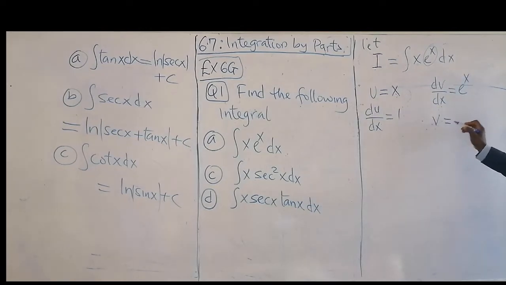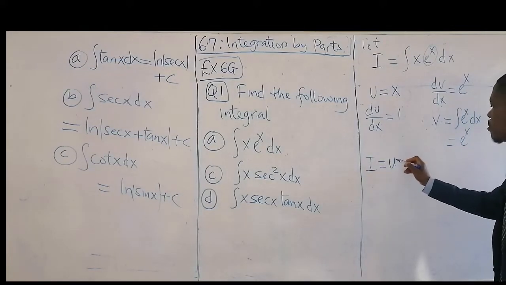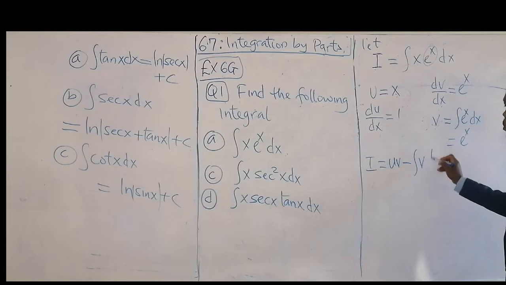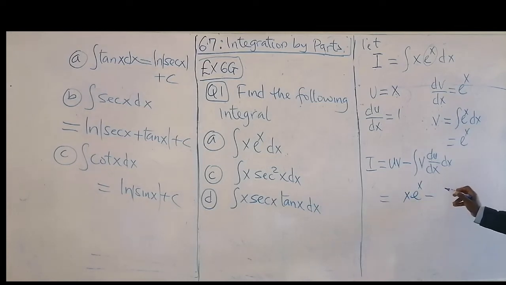So v is equal to the integral of this, which is the same thing as the question. So apply your formula. Your integral will now become uv minus the integral of v du dx times dx. So my u is this, and my v is this, then minus the integral of v, which is the exponential to power x, then du dx is 1, times dx.